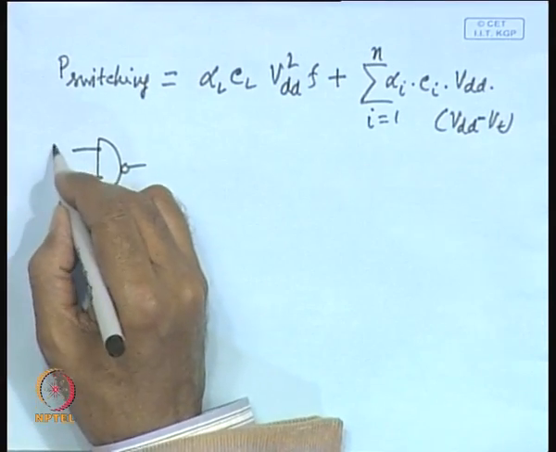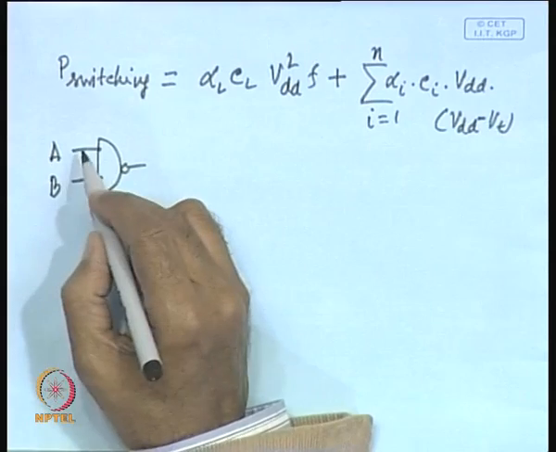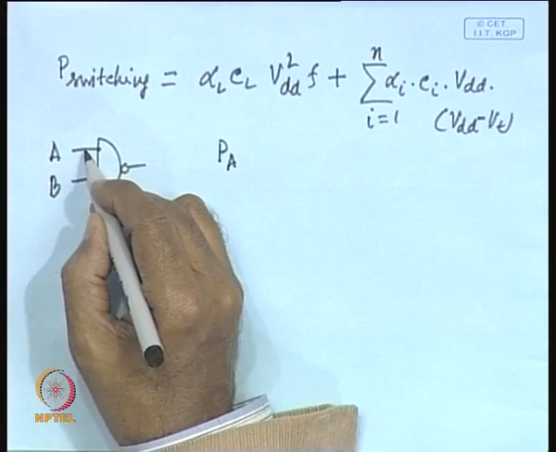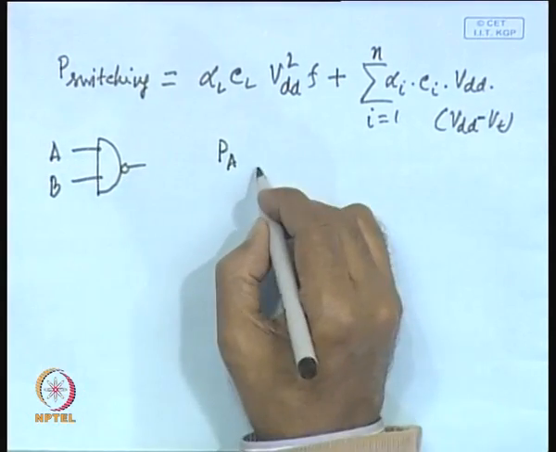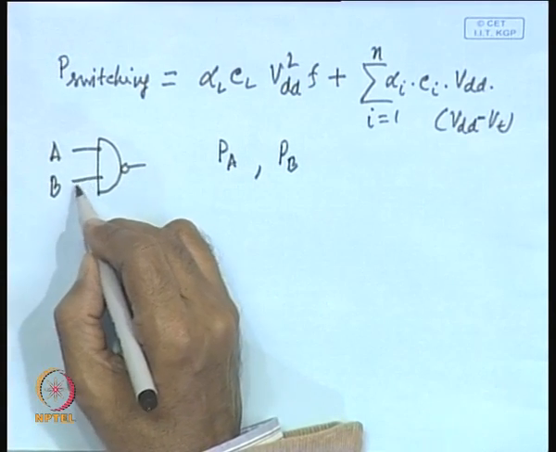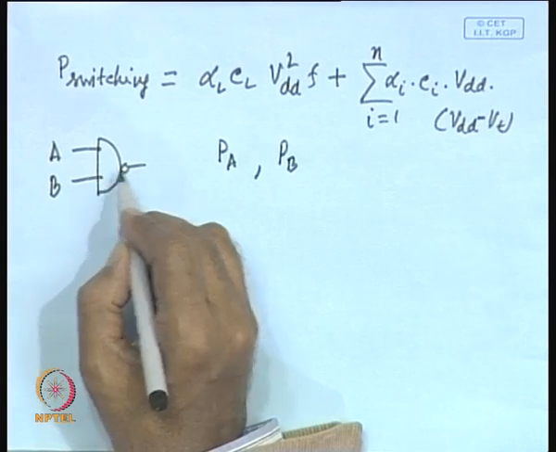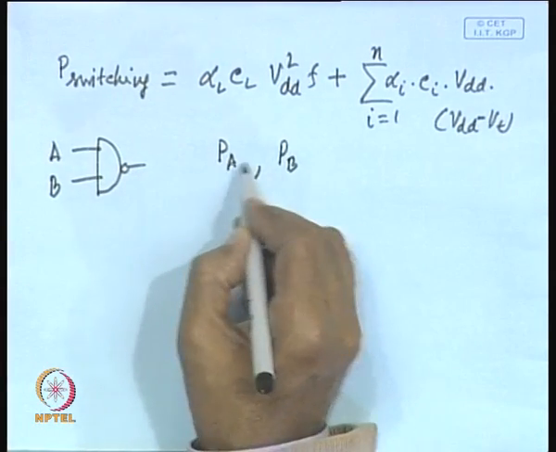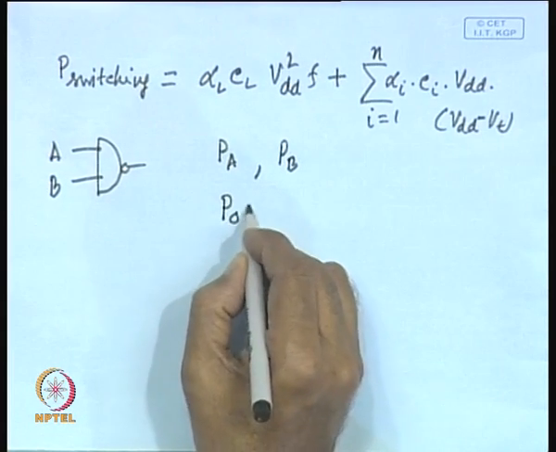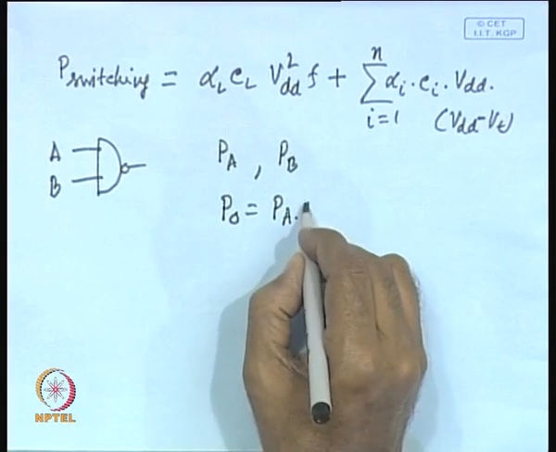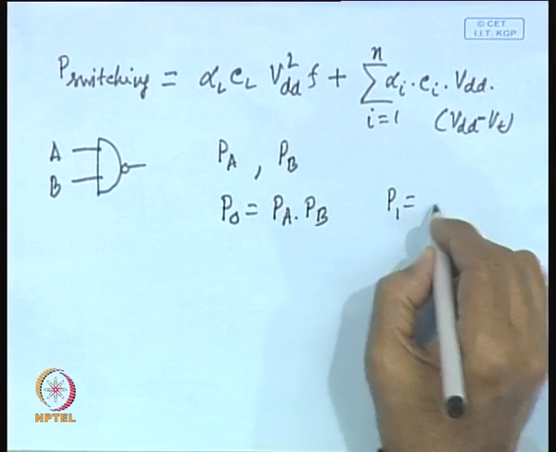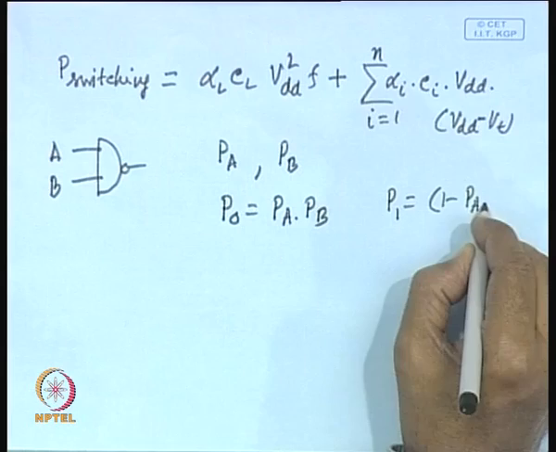We have a 2 input NAND gate with inputs A and B. So, Pa is the probability that this node will become 1, probability of transition to 1, and Pb is the probability of transition to 1 for this node B. And you can see the output can become 0 when both the inputs are 1. Therefore, P0 will be equal to Pa into Pb, and however, your P1 will be equal to 1 minus Pa into Pb.